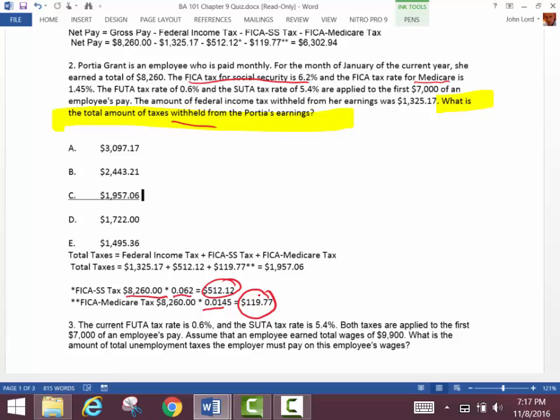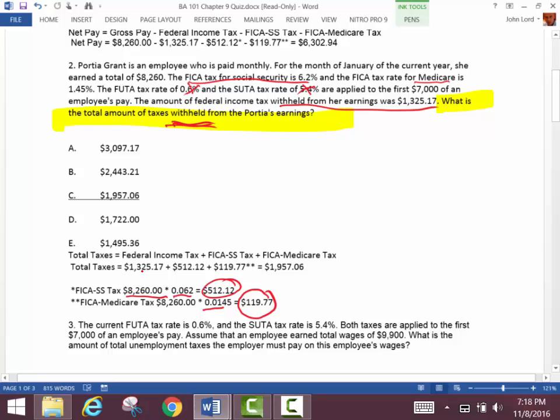How about the FUTA? No, the employee does not pick that up. How about the SUTA? Employee does not pick that up. And then how about the federal income tax withheld? That's a reading comprehension thing. If it says federal income tax withheld, you know that's withheld, right?